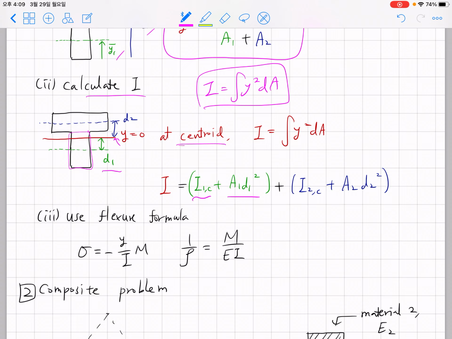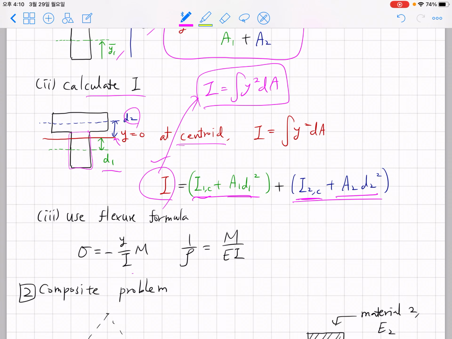And you can do the same thing for the upper part. This is the inertia about the centroid of the upper rectangular block, and you add the area multiplied by the distance squared to the centroid of the entire cross section. This is the application of the parallel axis theorem, and you can obtain I without performing the complex integral.